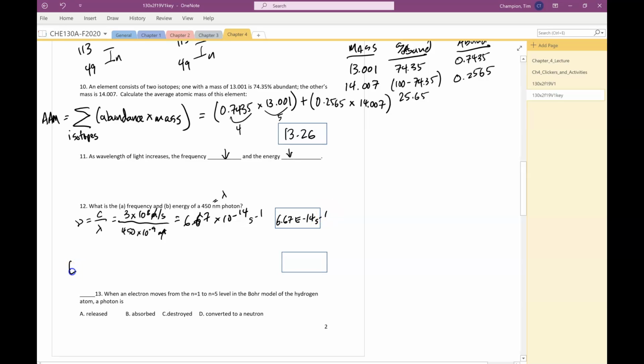For the energy, E is equal to Planck's constant times frequency, so 6.626 times 10 to the negative 34th joule seconds, and 6.67 times 10 to the 14th reciprocal seconds. Seconds cancels out, and so that's going to be something like 36 times 10 to the negative 48th, or 3.6 times 10, or probably 5 times 10 to the negative 47th.